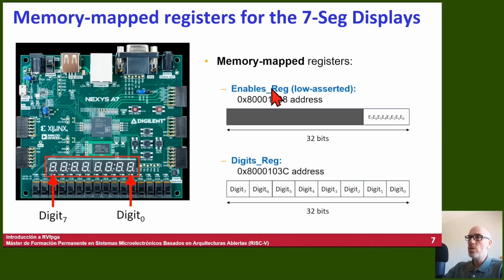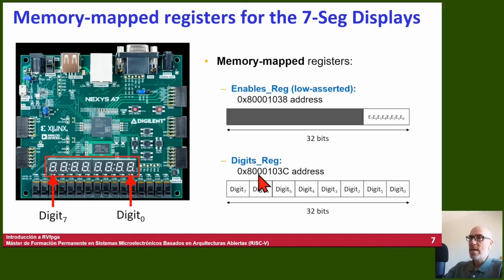The first register, enables, controls whether each digit is on or off. Specifically, the rightmost bit, E0, controls whether digit 0 is on or off. Note that this register is low active, meaning a 0 in the corresponding bit turns the digit on, while a 1 turns it off. For example, if E7 is 1, digit 7 turns off. If E7 is 0, that digit turns on.